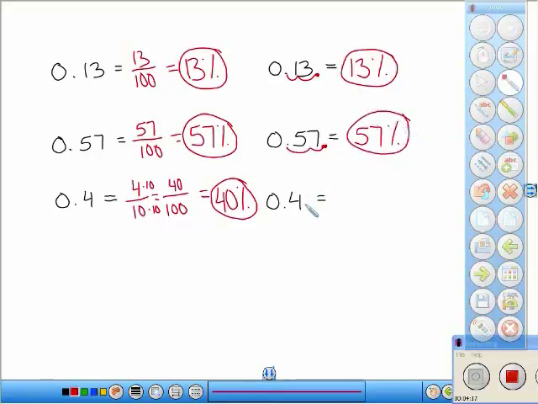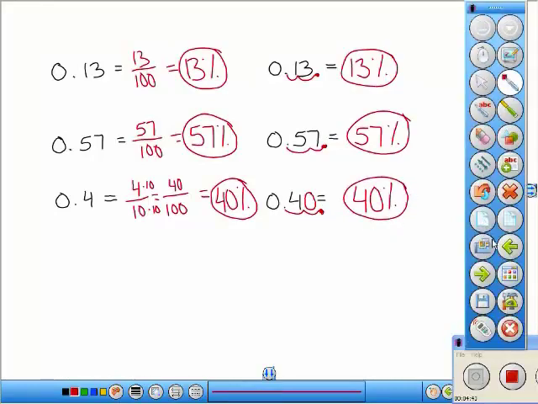Now this one's a little trickier. How many places do we need to move the decimal? 2 places. So we're going to go 1, 2. So now the decimal would be over here, but I've got an empty spot in here. So I need to basically put a placeholder 0 in there. So what percent is that going to be? That's going to be 40%.